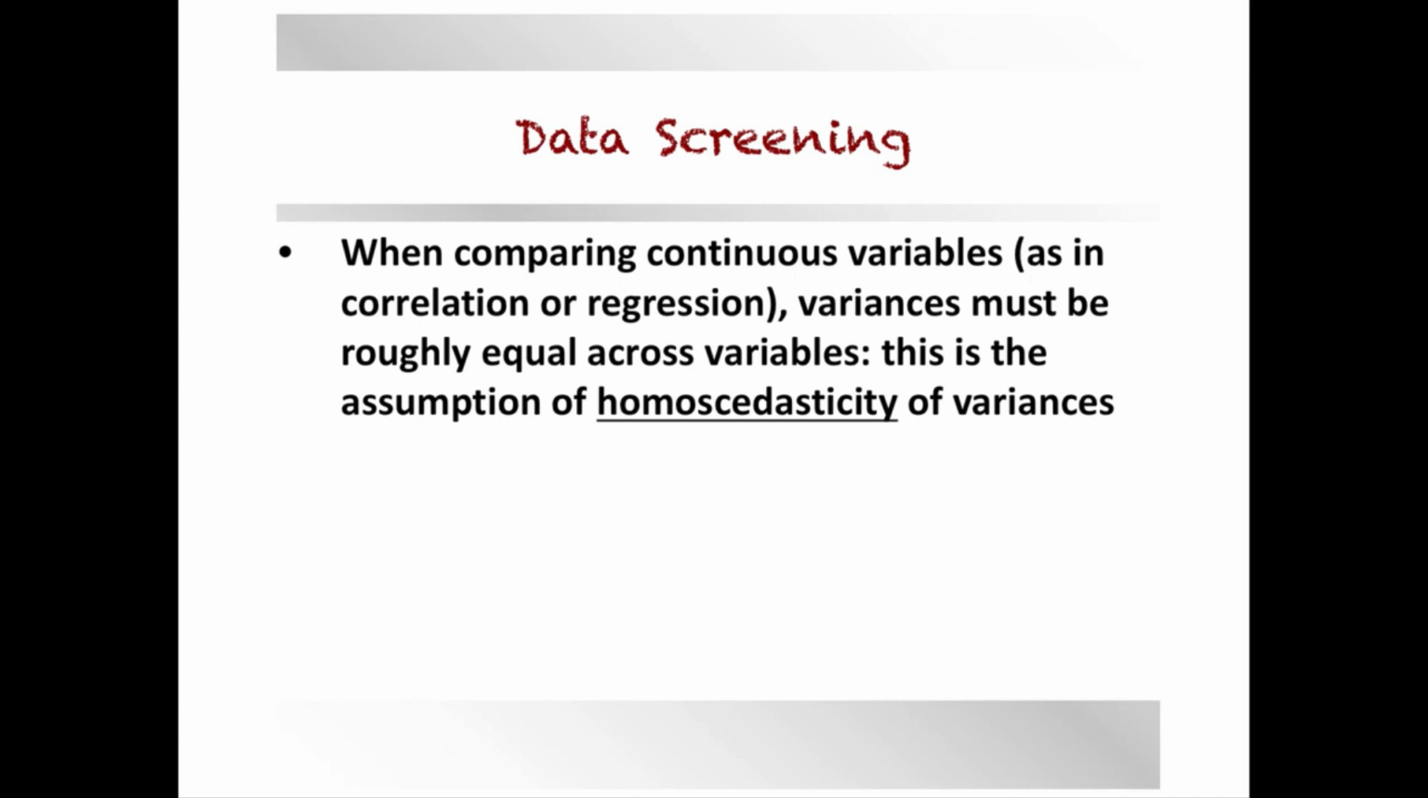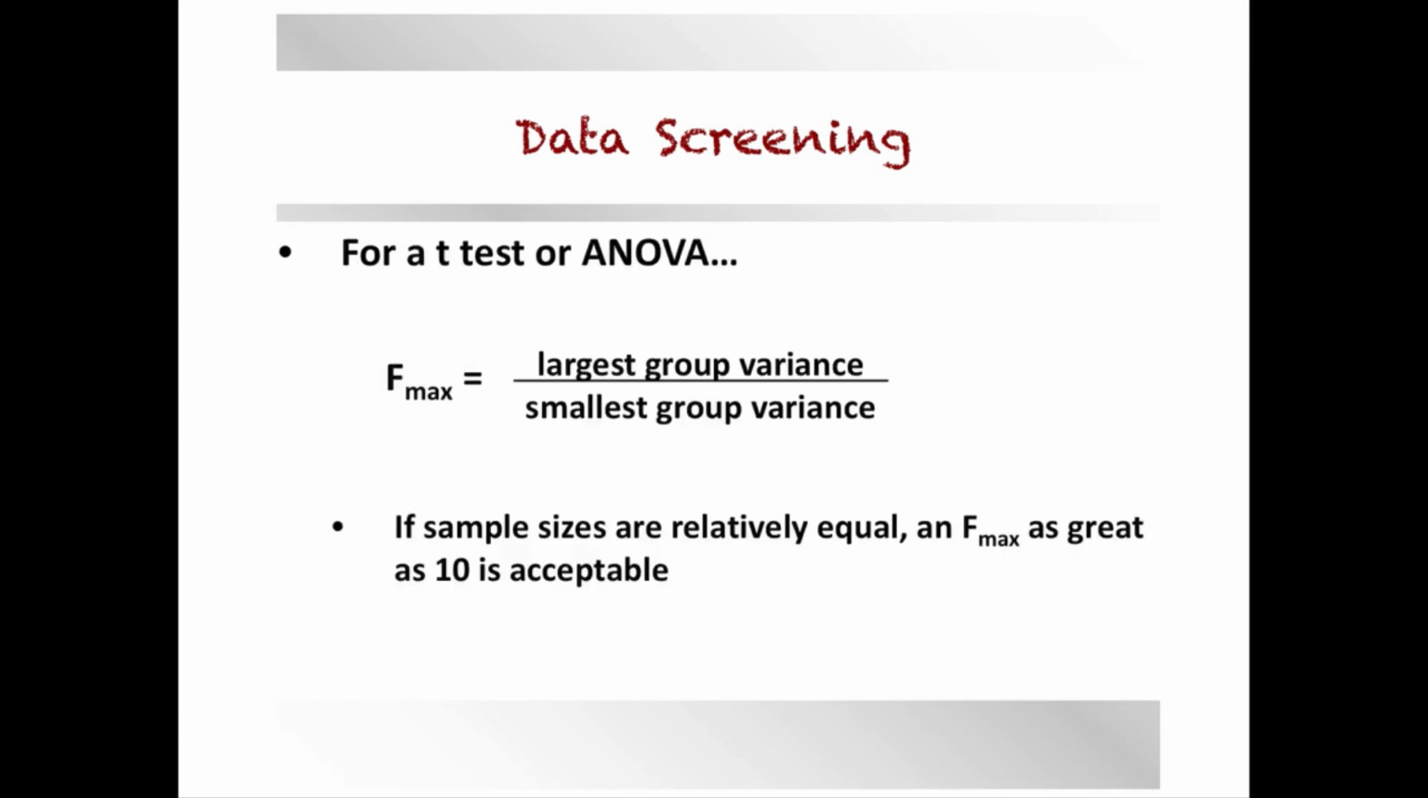When comparing continuous variables, variances must be roughly equal across groups, which is the assumption of homoscedasticity, another fancy word. Here for a t-test or an ANOVA, we just take the largest group variance divided by the smallest group variance. This is called the F-max test. And an F-max as high as 10 is good. You want them to be relatively equal, but for the textbooks here, the less than 10 rule tends to be the one that people quote in research papers if they need to justify comparing two groups that are a little bit different in their variances to each other.